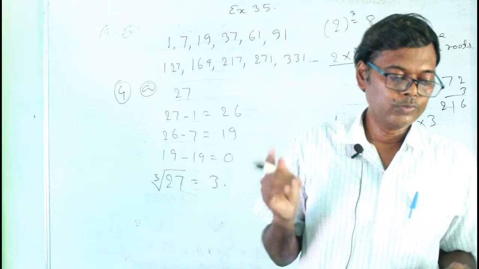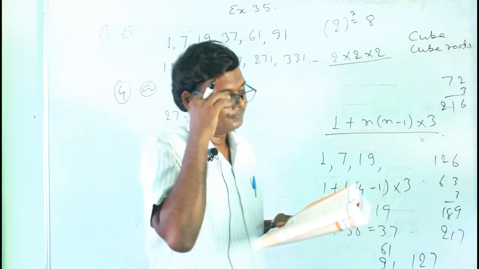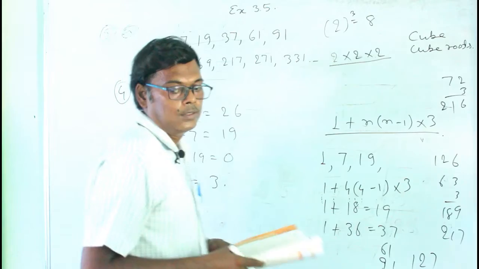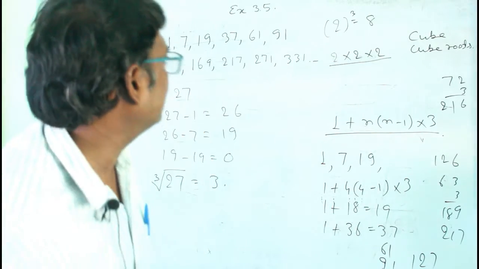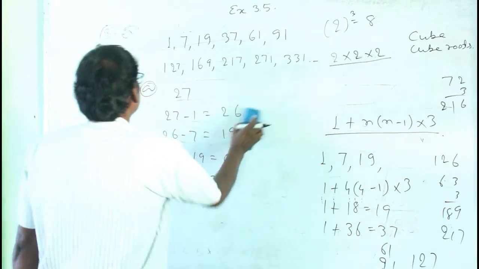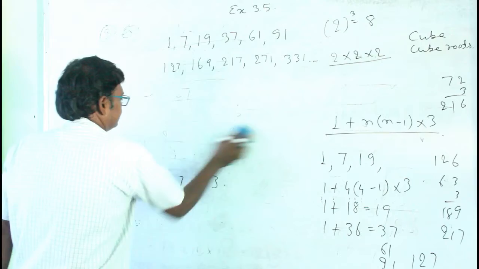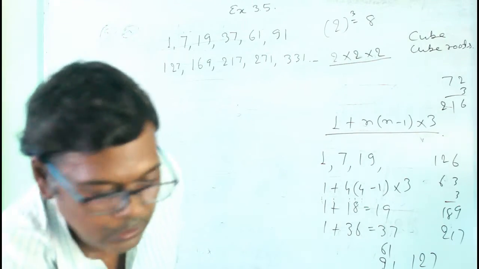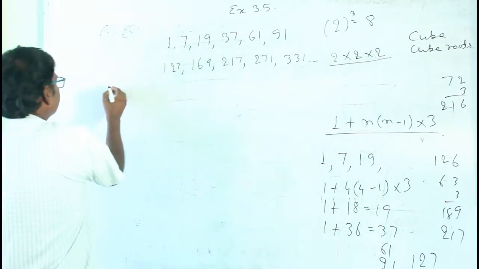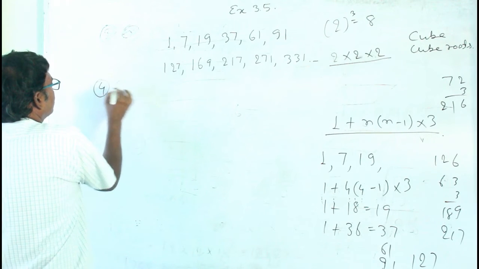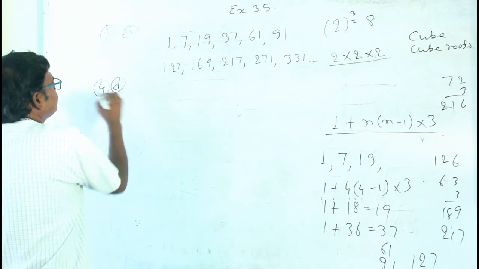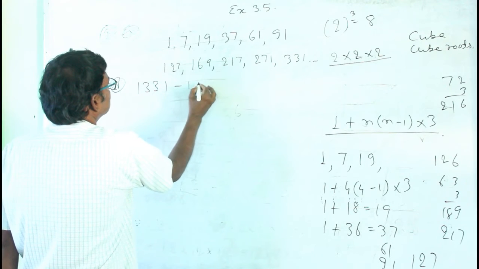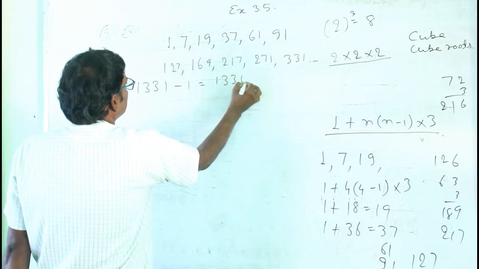And I will do one more question here: 1331, question number 4d. It will be very long. You have to subtract all the numbers here, then you will get the answer. So see how we can find the cube root of this number, 1331. Then subtract 1 from this, it will be 1330.